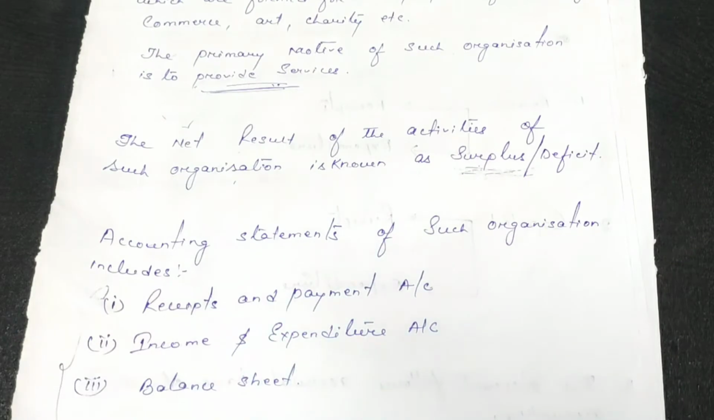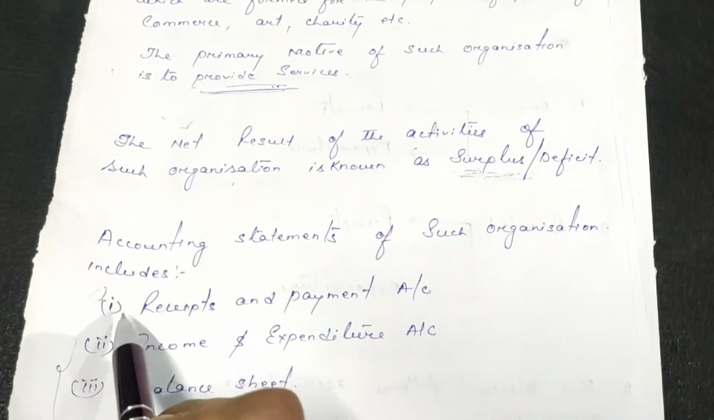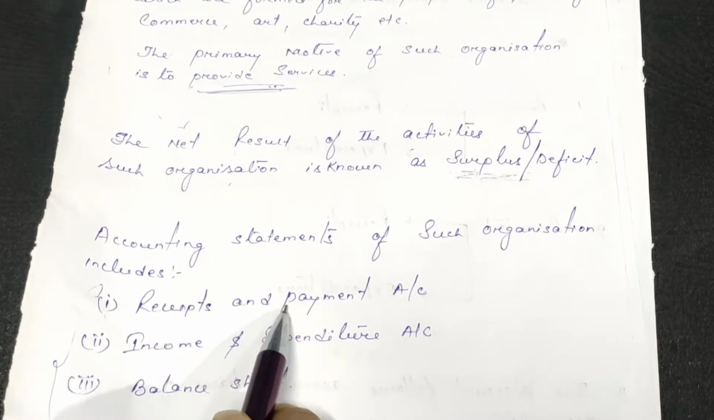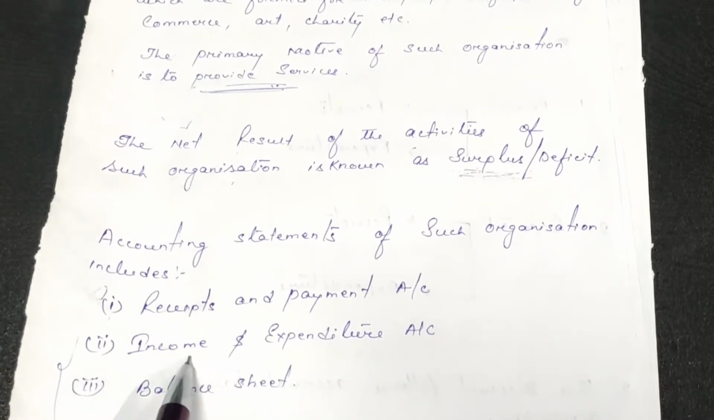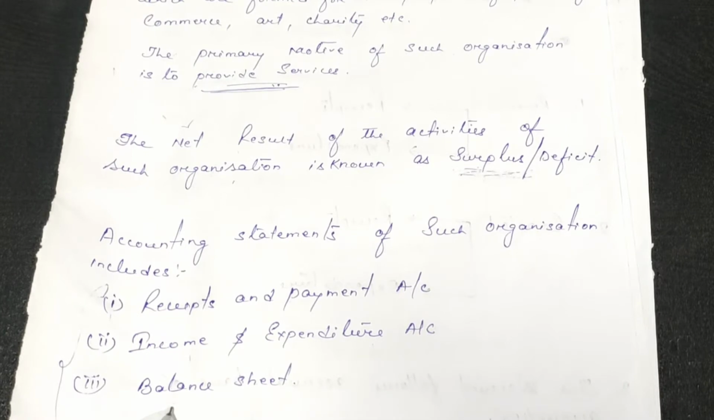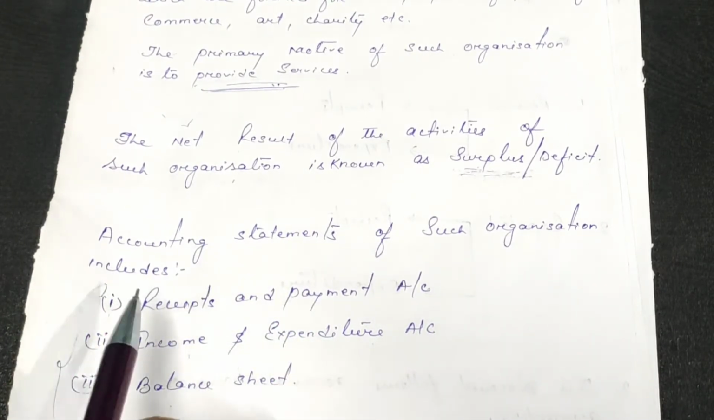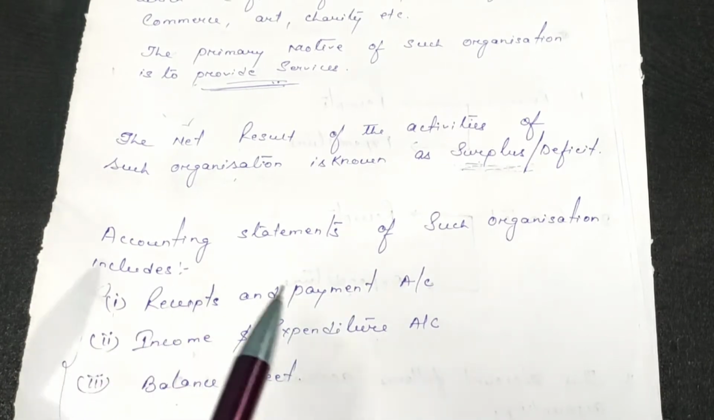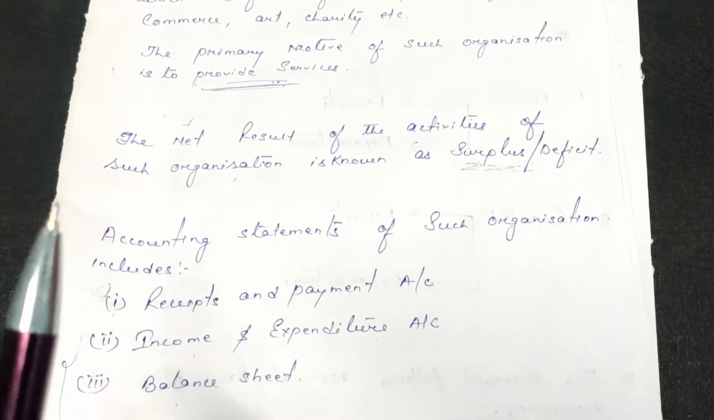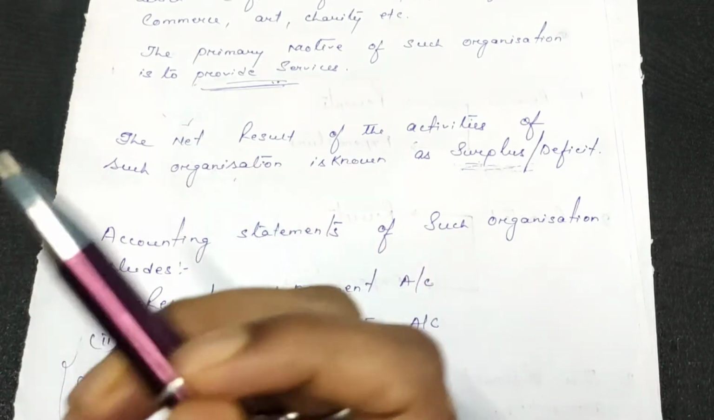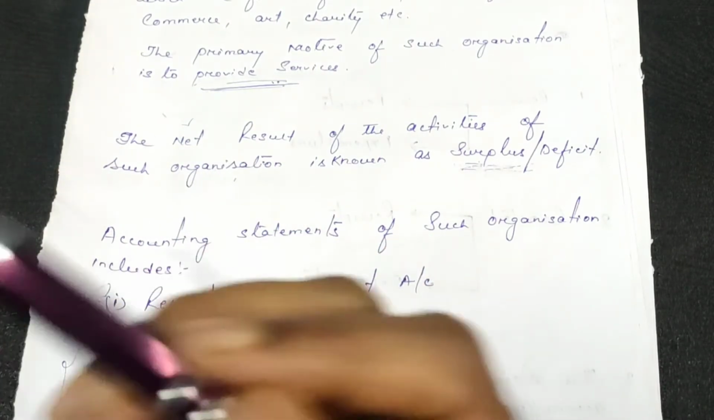In such organizations, these are the three accounts which we normally prepare. First of all, we prepare receipt and payment account, then income and expenditure account, and lastly balance sheet. Here there is nothing called trading and profit and loss account. A receipt and payment account includes all kinds of receipts and payments, irrespective of capital receipt or revenue receipt. I will come to capital and revenue in the next part.